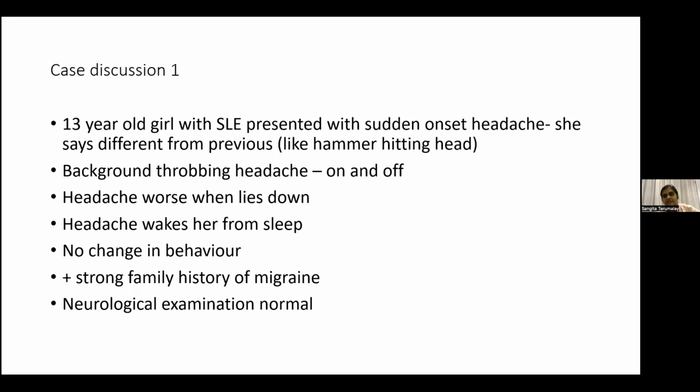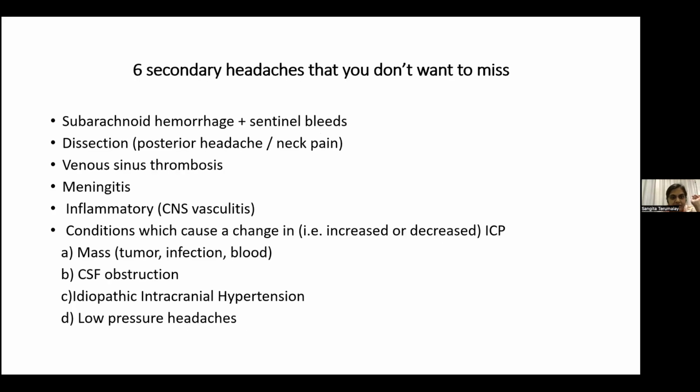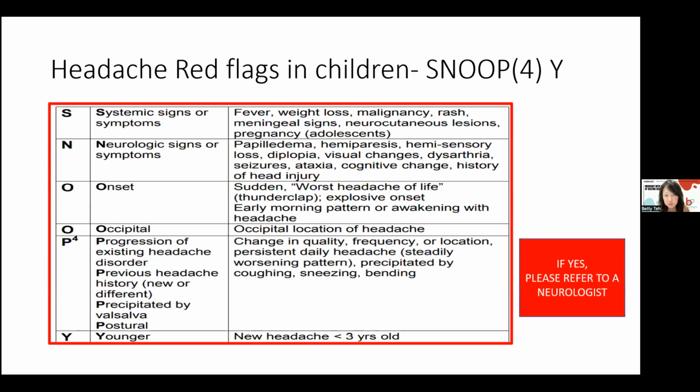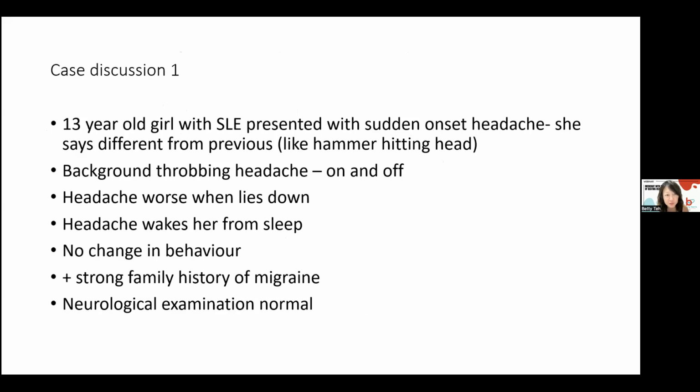So I'll go back to the way this girl presented. If you look at the red flags earlier, I can tell the red flag is, of course, she has an underlying premorbid status. Because she has SLE, we will not take anyone with SLE with sudden onset of any symptoms, especially headache, lightly. True. Because after we treated her sinus venous thrombosis, her sudden onset headache went away, but she still had background headaches, the throbbing headaches.